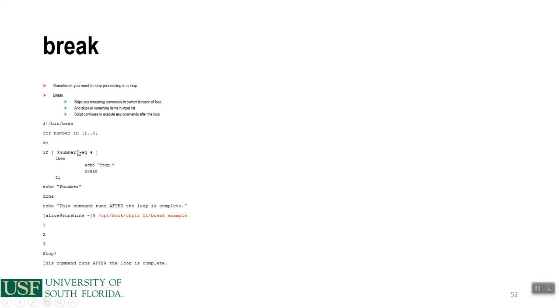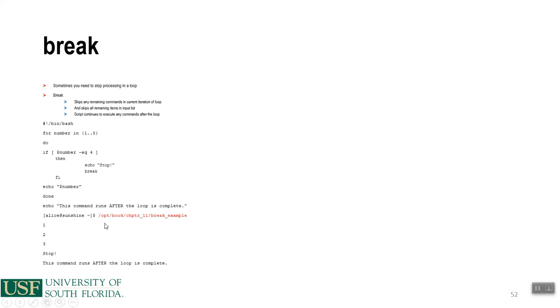So we've got a for loop right here. Within that for loop, we can actually put in an if statement, for example. For the numbers between 1 and 5, do this particular task. If the number is equal to 4, then echo stop and break the loop. So we won't go any further. Otherwise, go ahead and print out the number, and then it's done. This command runs after the loop is complete.